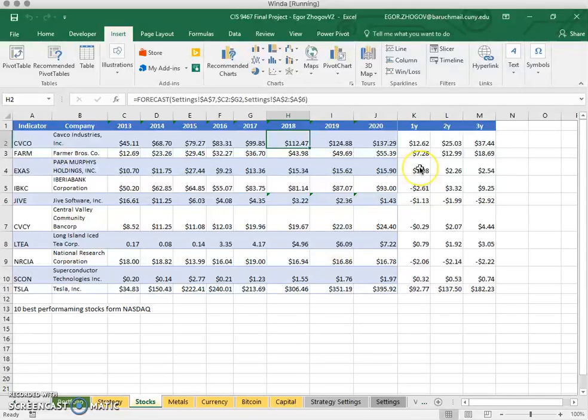The last 3 columns are just showing the difference in value from one year to the other. For example, this one is 2018 to 2017, and the last one is 2020 to 2017.